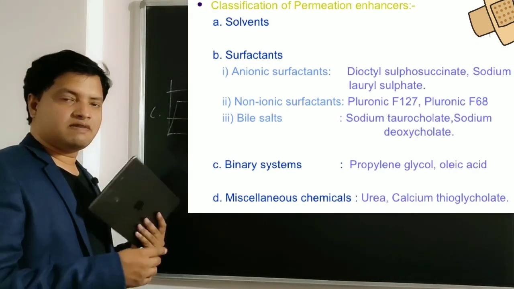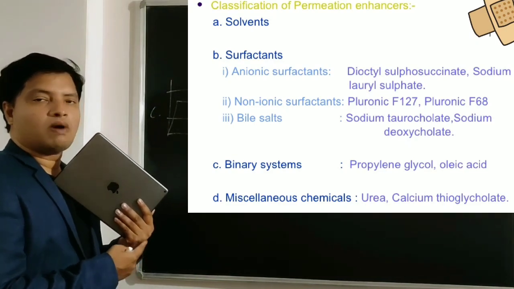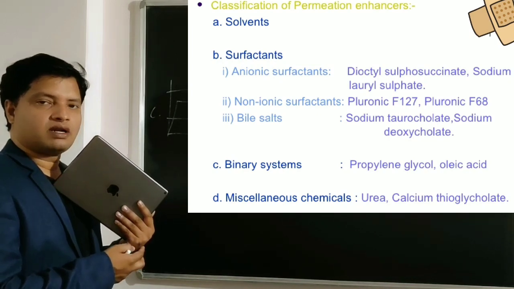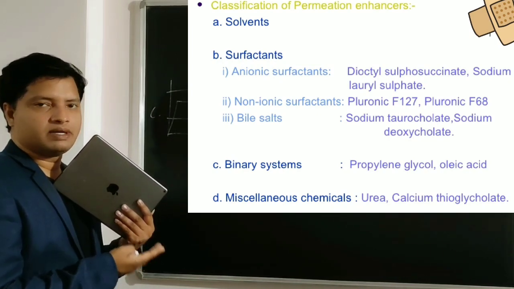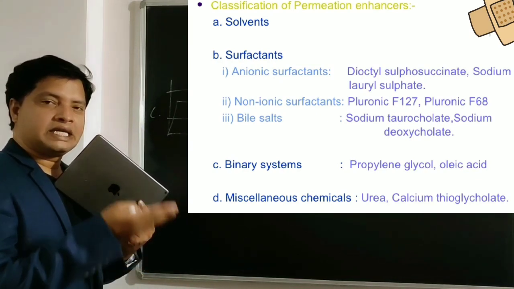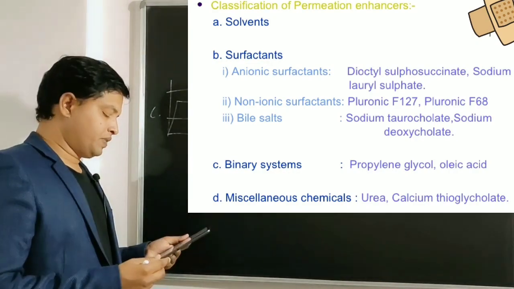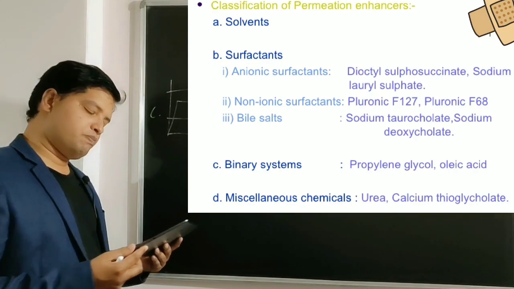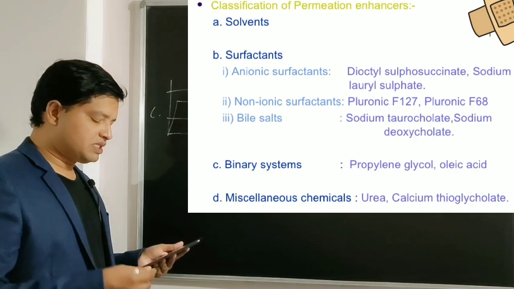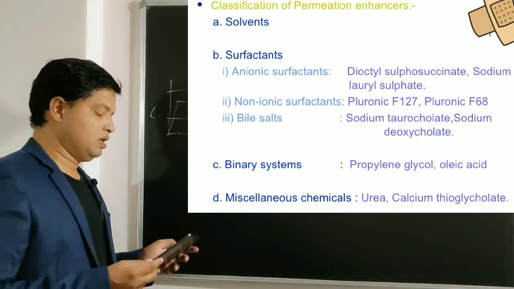So what I am trying to say is, if you apply a surfactant to the skin, like applying soap, what happens? The soap will change the structure of the skin for a limited period of time. When you wash it, it will go away, but it changes the structure for a limited period of time, and it will increase the permeation of the drug into the skin. Then we have binary systems, that is propylene glycol and oleic acid. Miscellaneous, here urea and calcium thioglycolate. These are the permeation enhancers we are going to use.